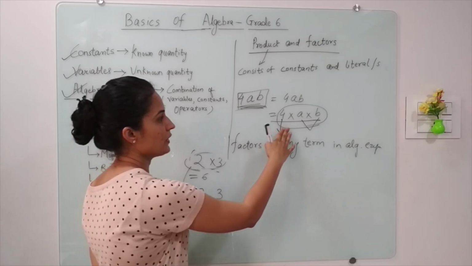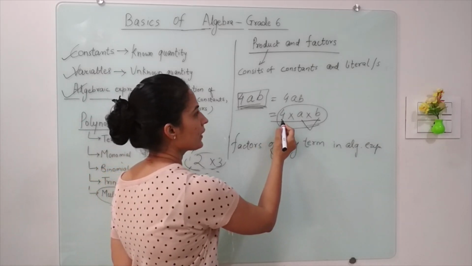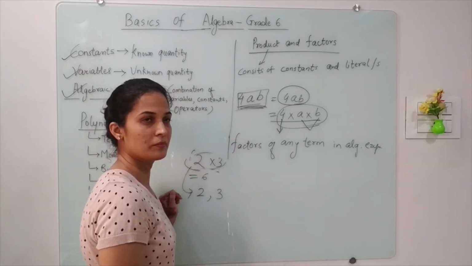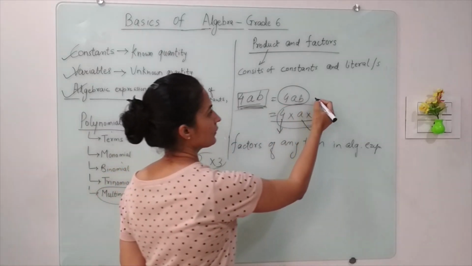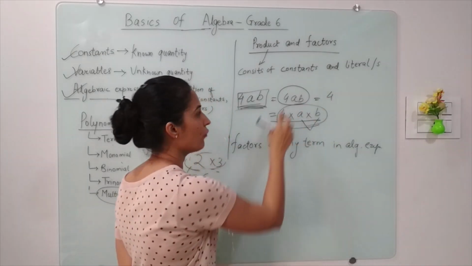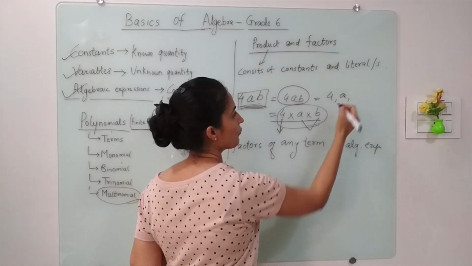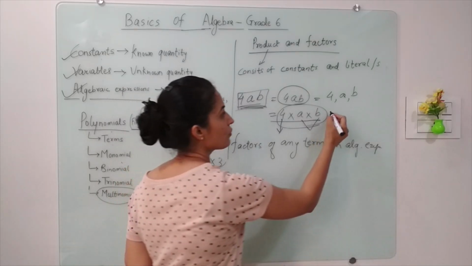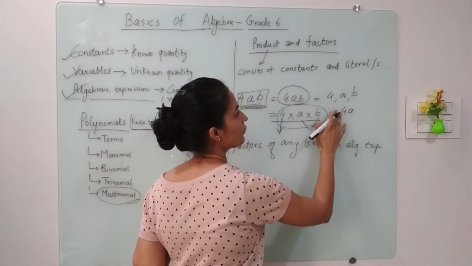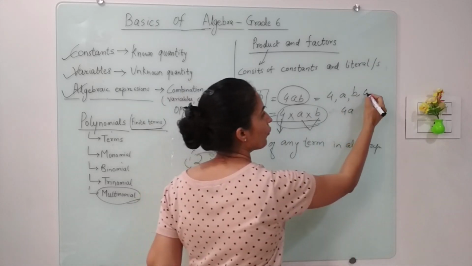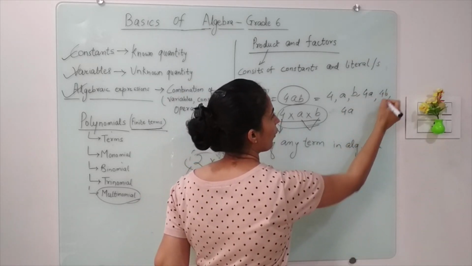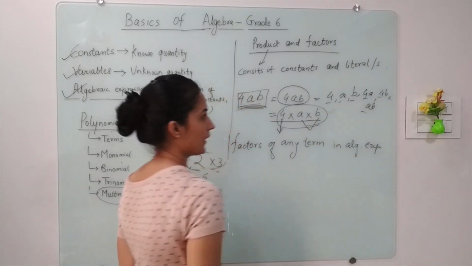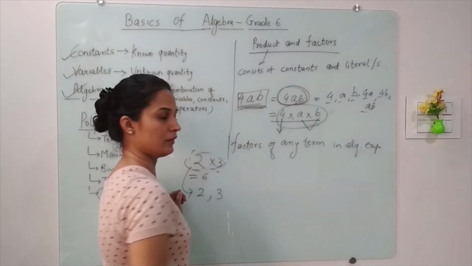Now similarly, if you see here, for this complete term, what are the factors? 4 is a factor of this term, a is a factor of this term, and b is a factor of this term. I can also say 4a is also one of the factors of this term. 4a or 4b or ab, all of these are the factors of this complete term.